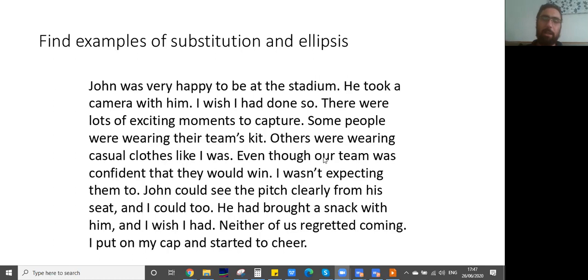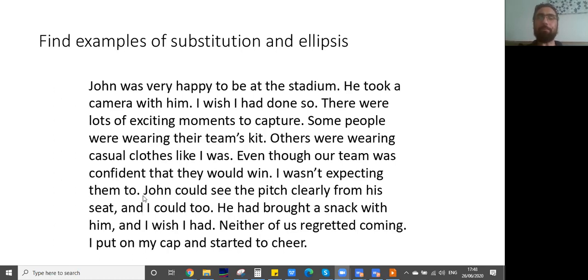Our team, he's talking about himself, his friend, was confident that they would win. Yes, they is referring to the team. I wasn't expecting them to. Can anyone notice anything here? What's that? Excellent, that is ellipsis. So here we have ellipsis, them to win. We dropped win there.